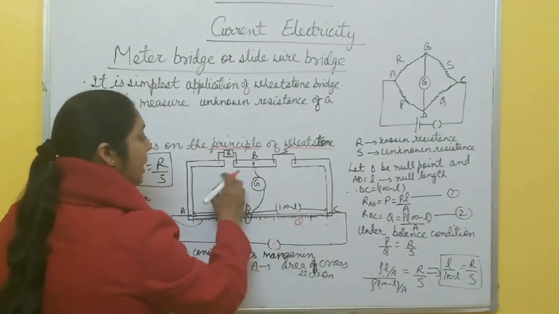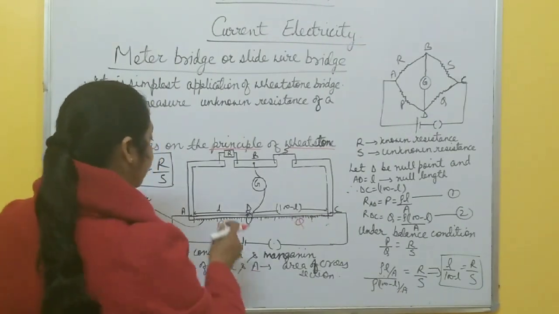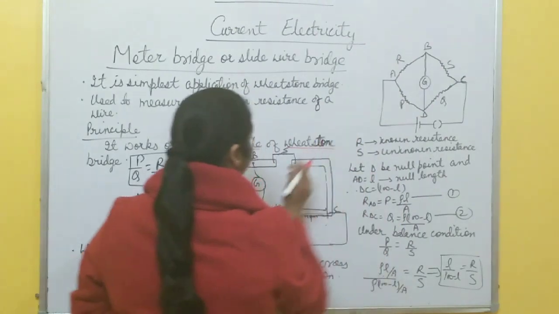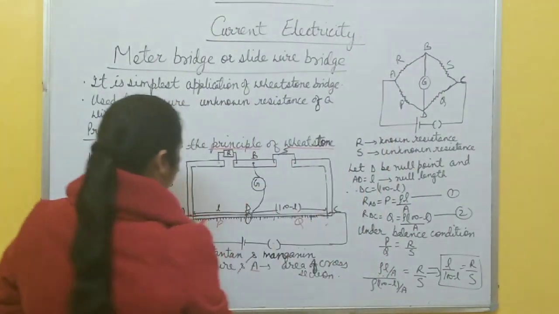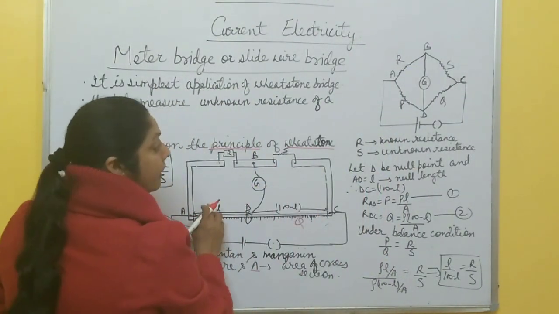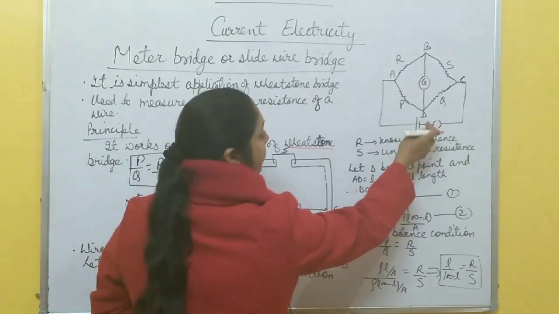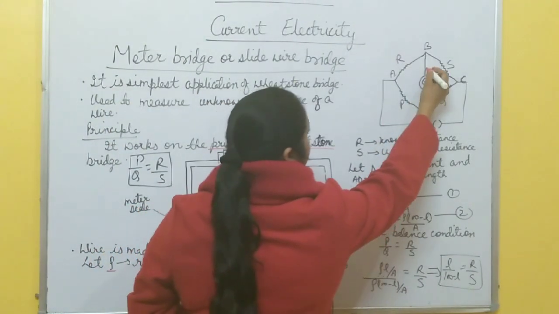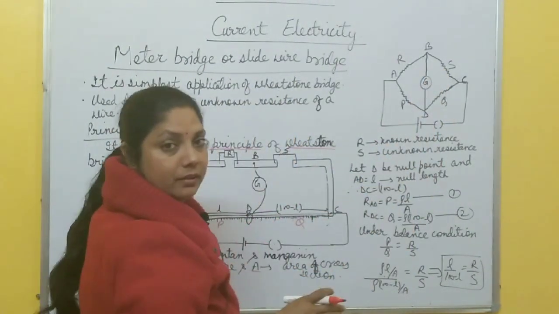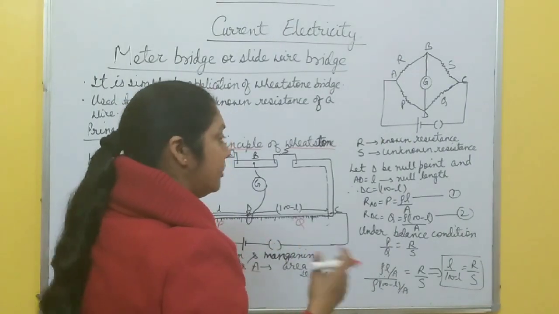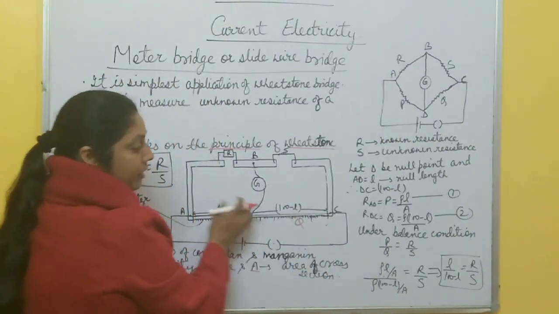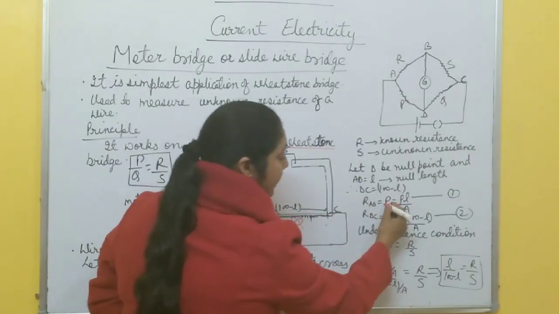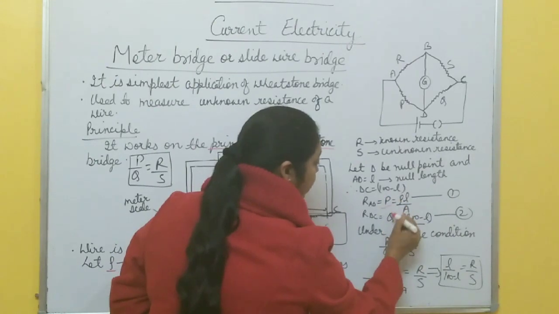So this P, Q, R, S forms the four arms of the bridge. R is placed between A and B point, right? Between B and C, S. Between A and D, P resistance. And between D and C, Q resistance. So under balanced condition, when there is no current flowing and the galvanometer shows no deflection, you just calculate this null length L. And after that, you calculate the resistance along the AD arm and DC arm, that is P and Q, equations number 1 and 2.